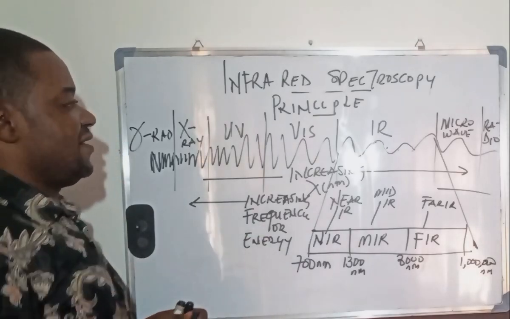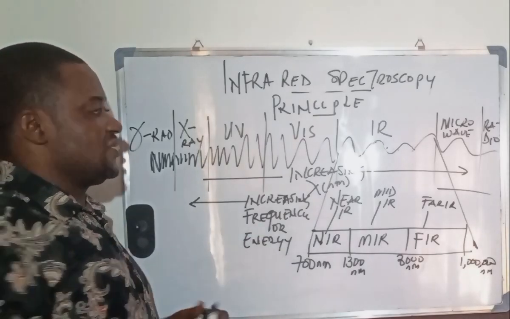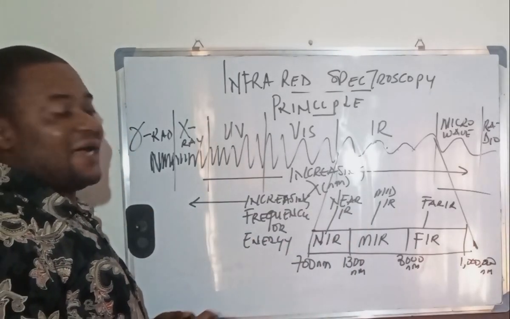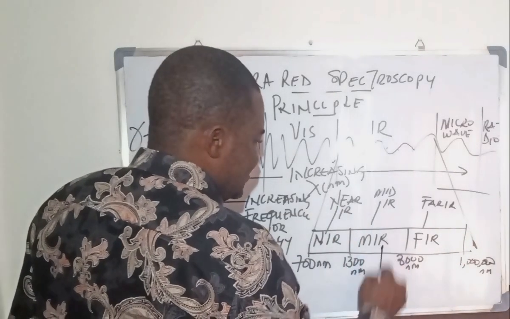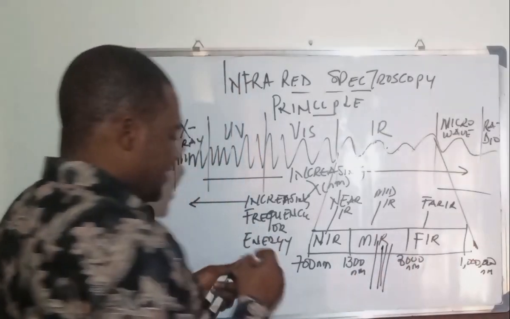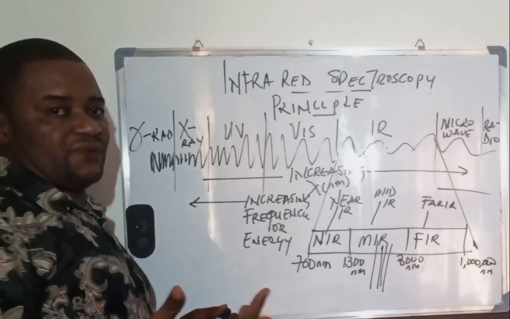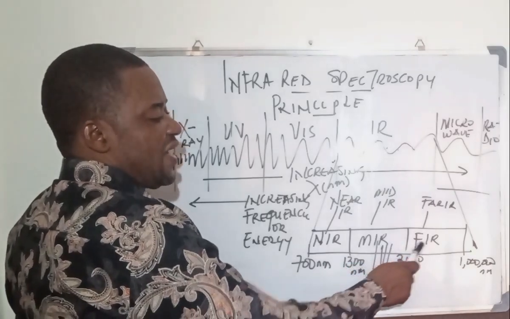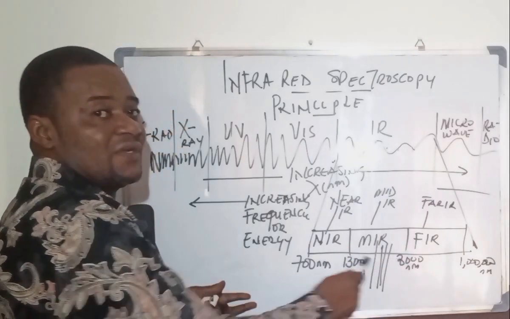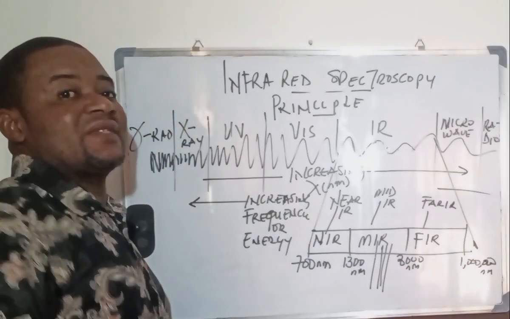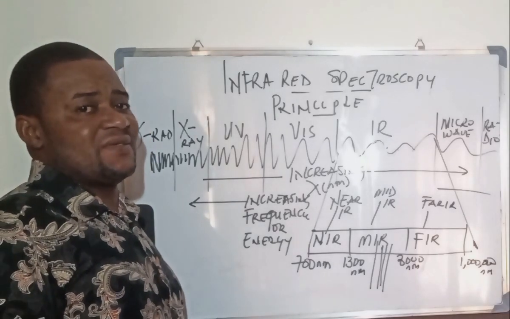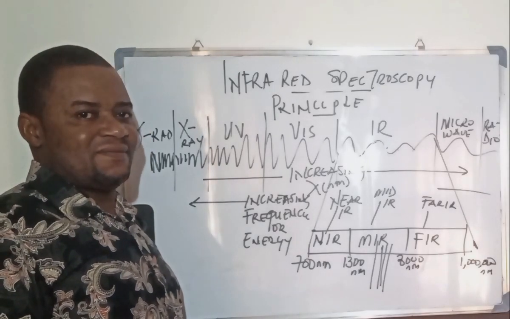But like I said earlier, it's important for us to note that the IR radiations are of greater importance, and usually it is the mid IR radiations that are mostly used. Out of the near IR, the mid IR, and the far IR, the mid IR radiations are the frequently used radiations in analysis of organic molecules and inorganic ions.